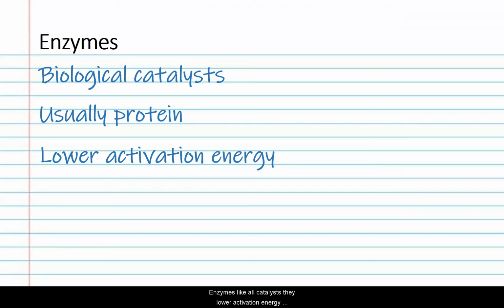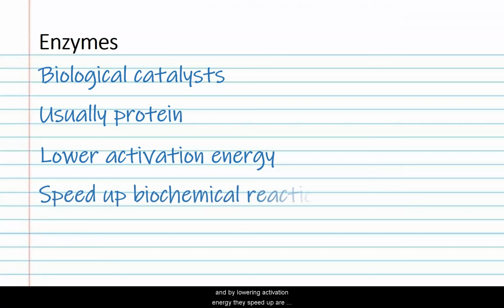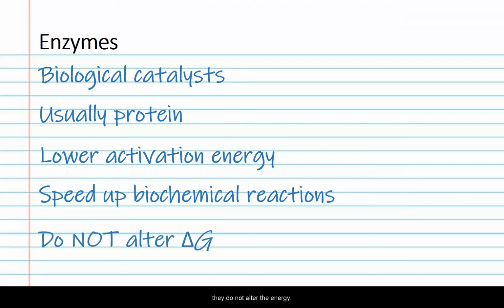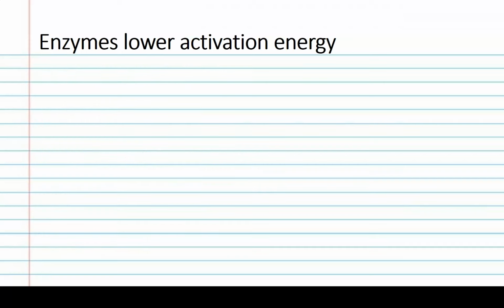Enzymes, like all catalysts, lower activation energy. And by lowering activation energy, they speed up our biochemical reactions. But they do not alter the delta G, the overall energy change of the reaction. So enzymes lower activation energy, but how do they do it? If heat can speed up a reaction by simply adding more energy to our reactants, how does an enzyme lower activation energy? How does it speed up a reaction?